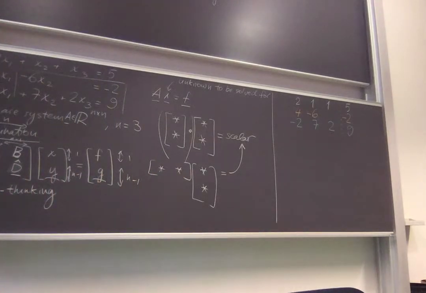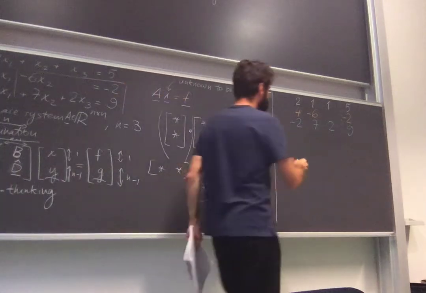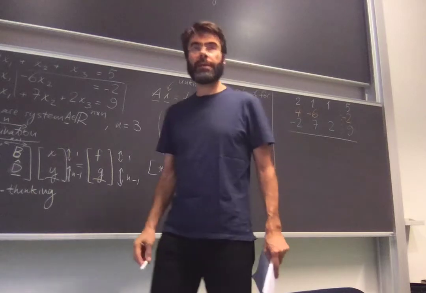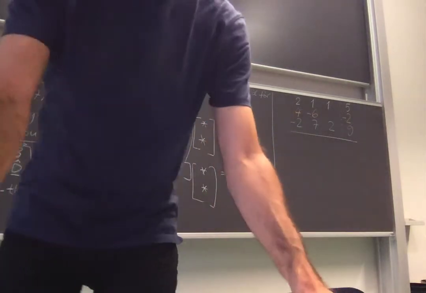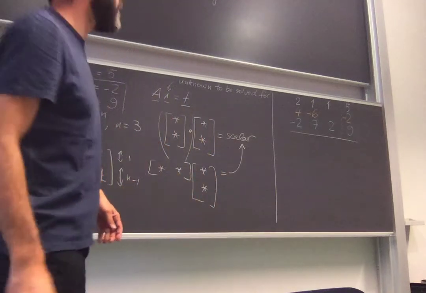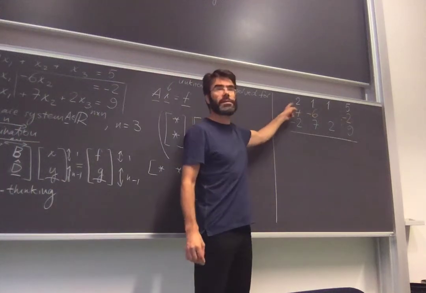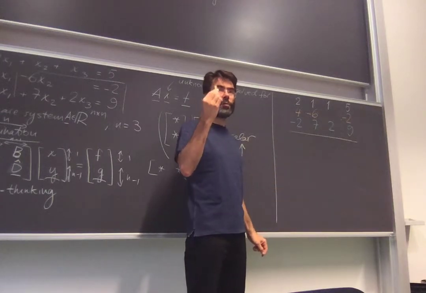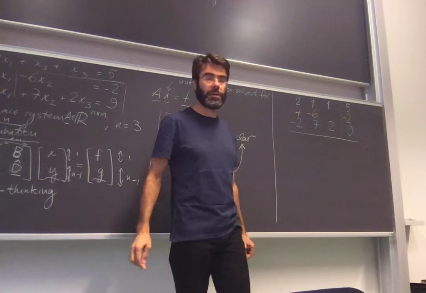Now the first row stays the same, so there's no point in copying it. I'm saving chalk, so I'm not going to copy it. Of course, any reasonable person would copy it. In a book, usually you see this being copied. That's why I'm using color here, just to remind you which equation is equivalent to which.